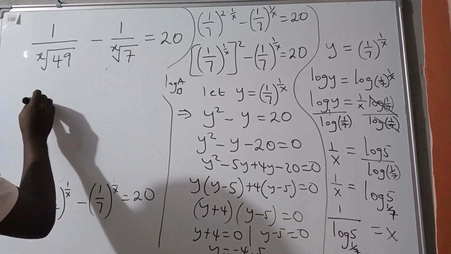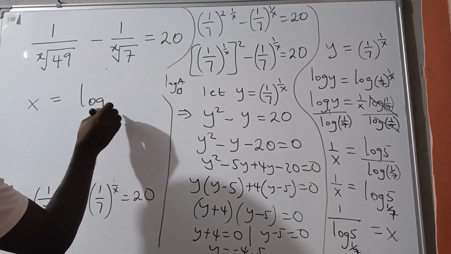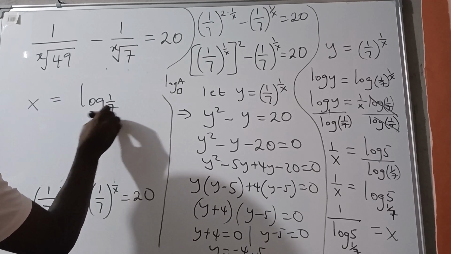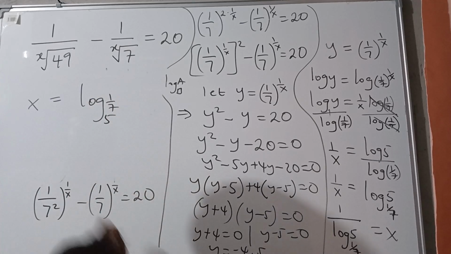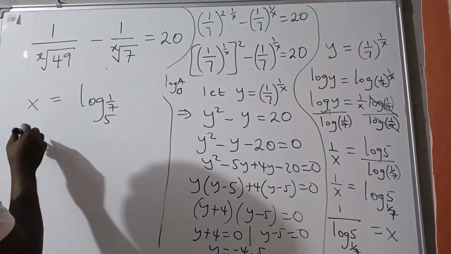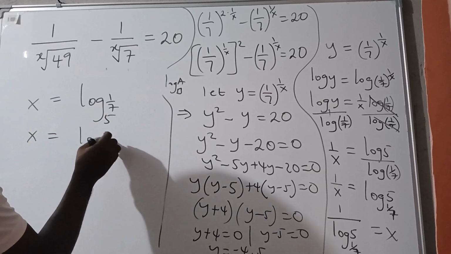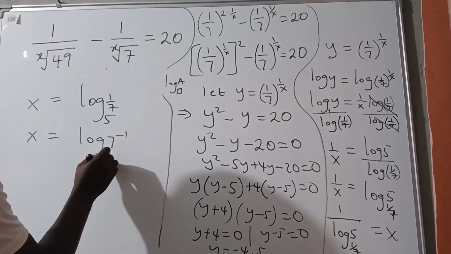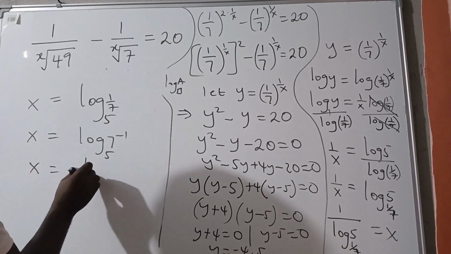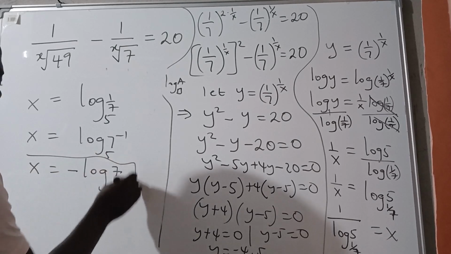The final answer will be x equals to log 1 over 7 to base 5. And we can still manipulate this. Now we can say x equals to, this one is the same as log 7 raised to minus 1 to base 5, and this minus will come behind. So x is minus log 7 to base 5. So there's the final answer.